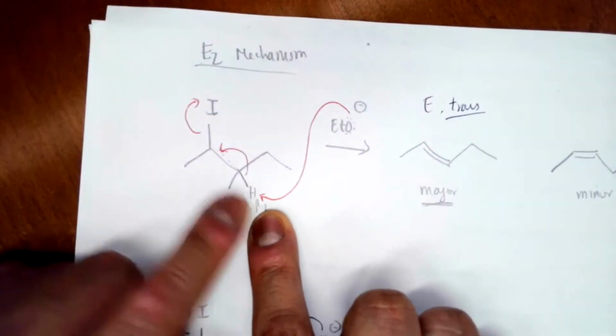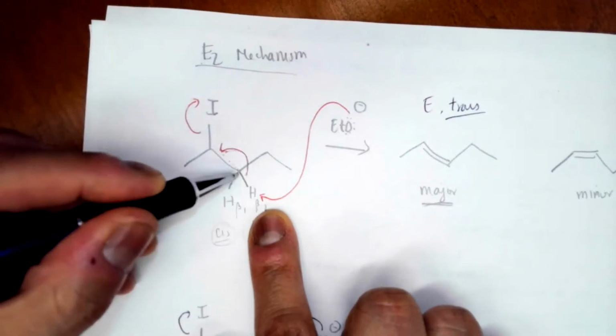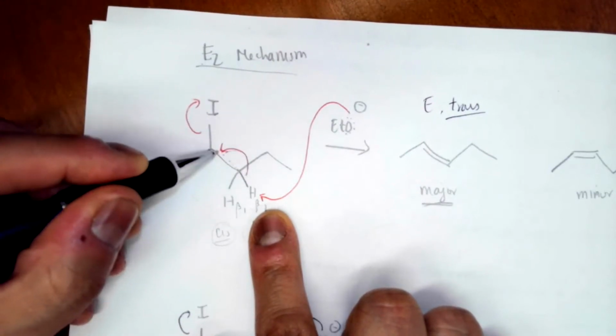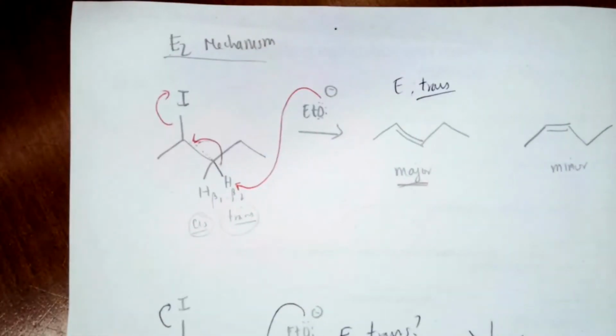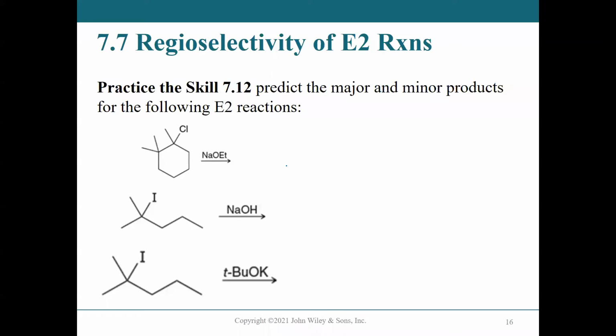Ethoxide attacks the beta hydrogen, the bond goes up to form a double bond, and the leaving group leaves. So the iodine is lost in this particular reaction. All right, so let's continue.